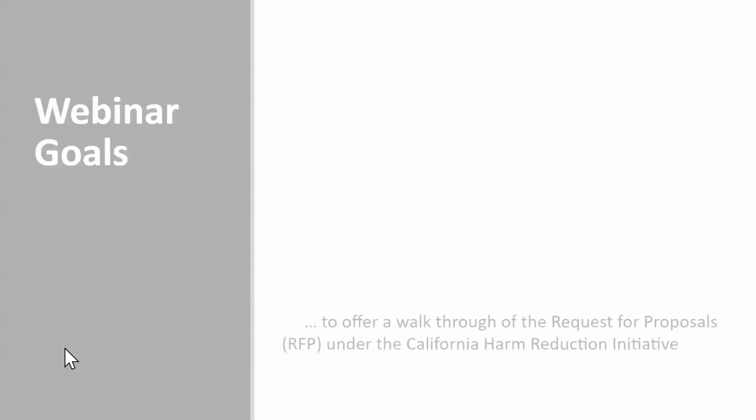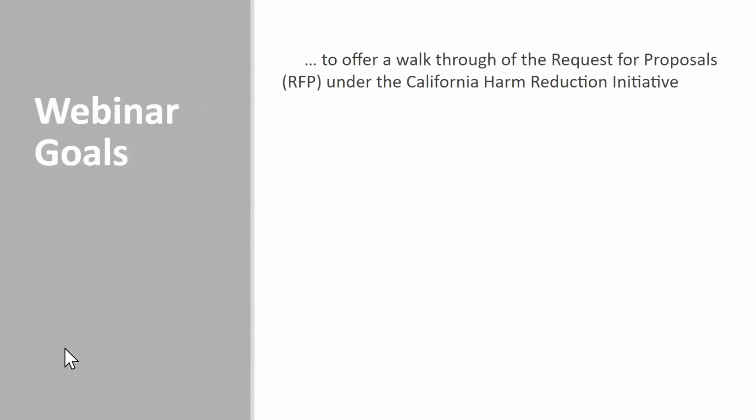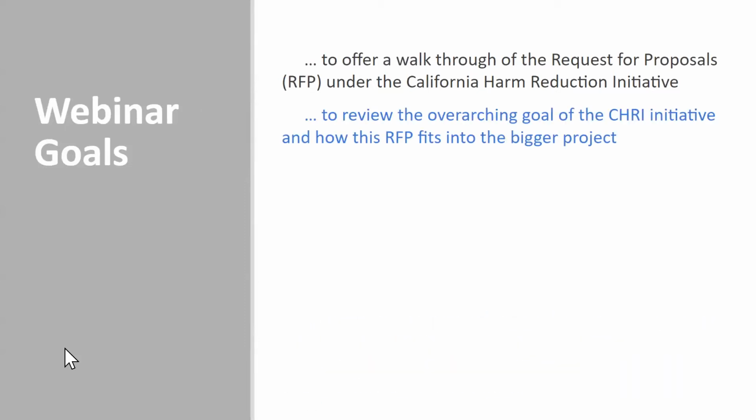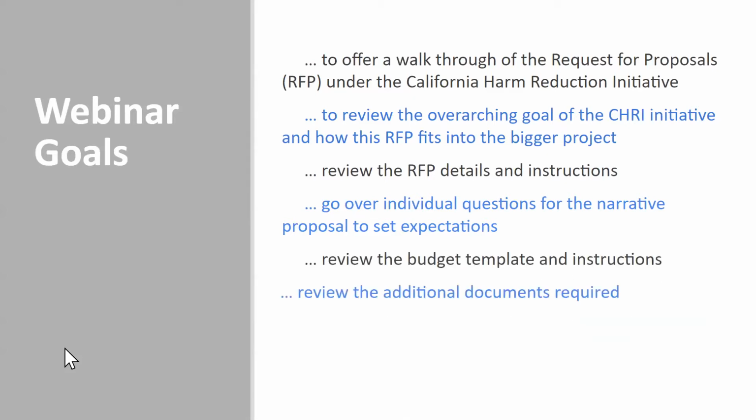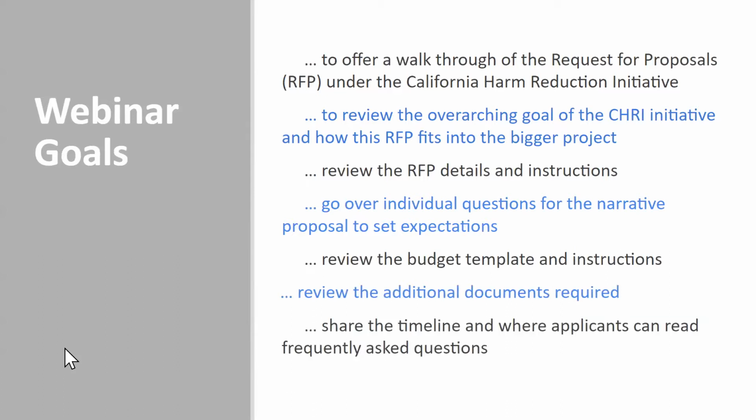And the goals of today's webinar: we're going to walk through the RFP under the CHRI initiative, review the overarching goal of CHRI and how this RFP fits into the bigger project, review the details of the RFP and the instructions step by step, go over individual questions of the narrative proposal to set expectations. We'll review the budget template and instructions with you, also the additional documents that are required, and share the timeline and where applicants can read the frequently asked questions.